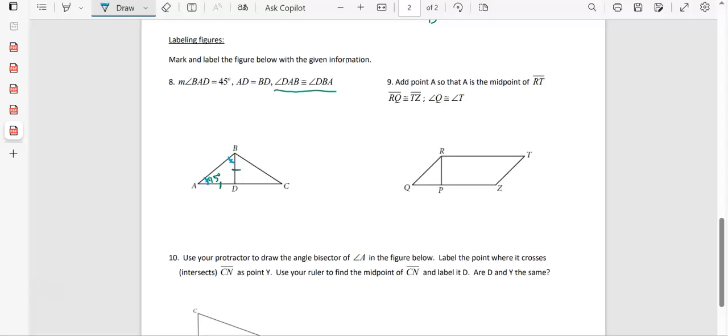Now, I probably wouldn't label angle DBA as 45 degrees because I already have that labeled in angle DAB, and I know they're congruent, so I know they're both 45, but I could if I wanted.